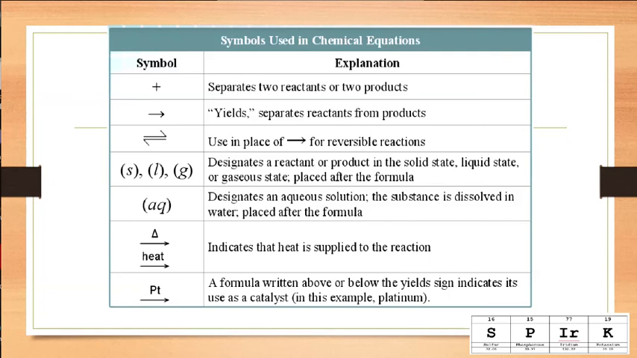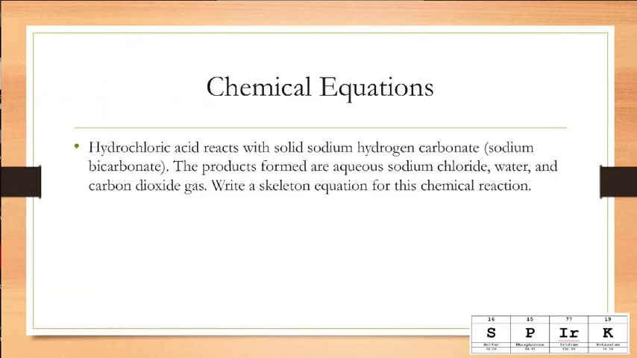So here are some symbols that we're going to use in chemical equations, and we've talked about most of these already. The plus separates two reactants, yields is our arrow, we have solid, liquid, gas, aqueous, and then we have heat, which is that little delta sign, or you can just write the word heat. These are going to be the most common for us in this class.